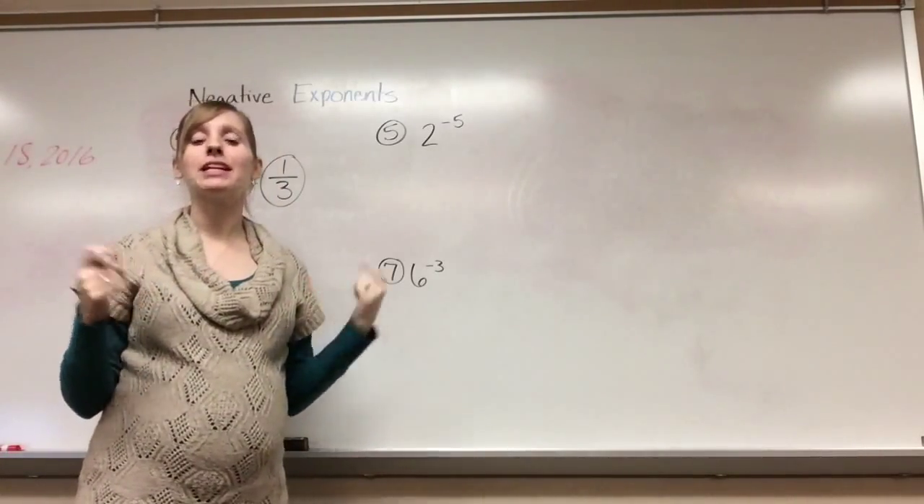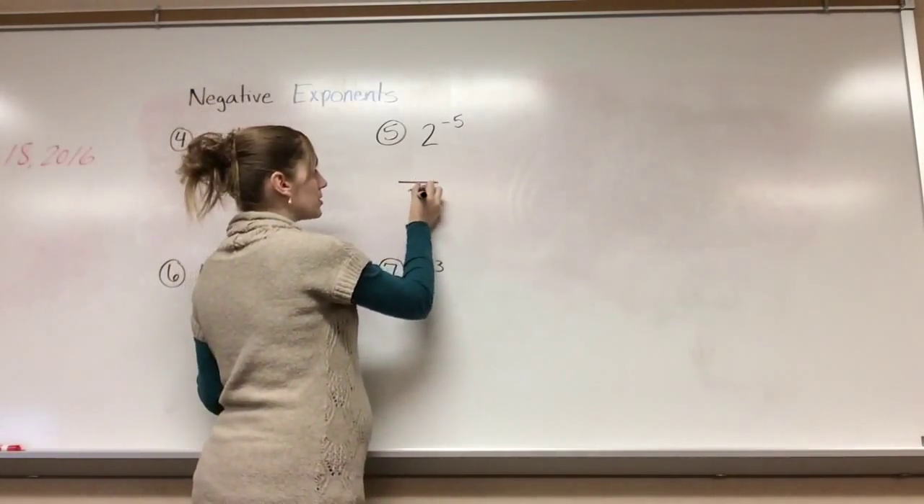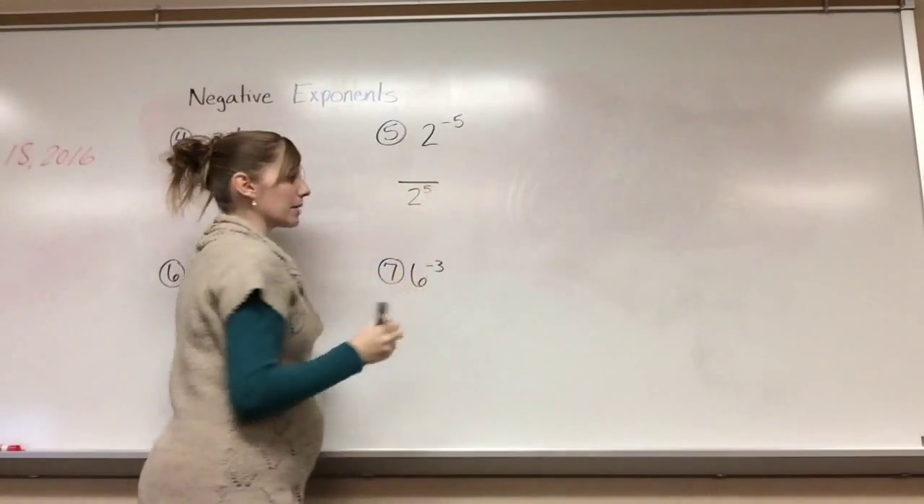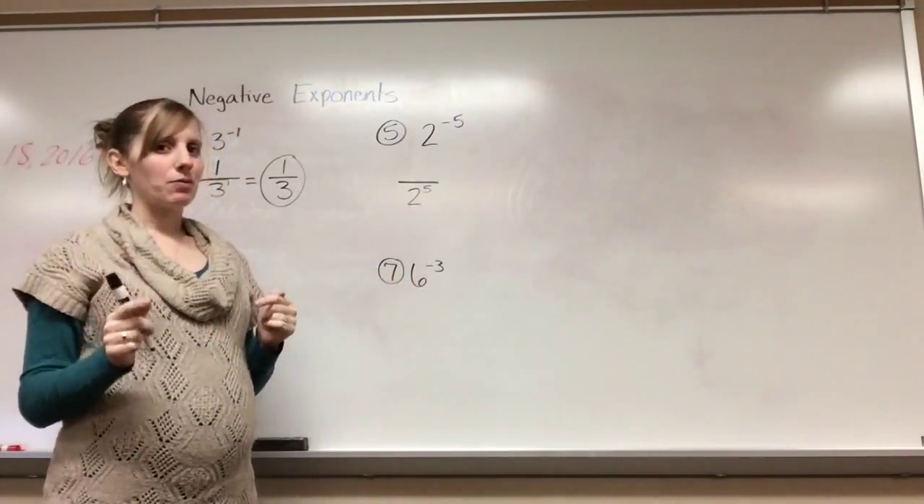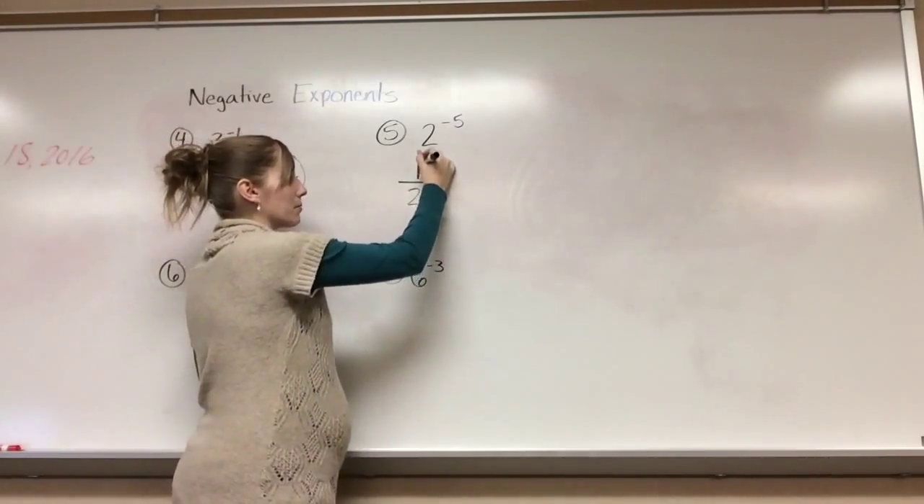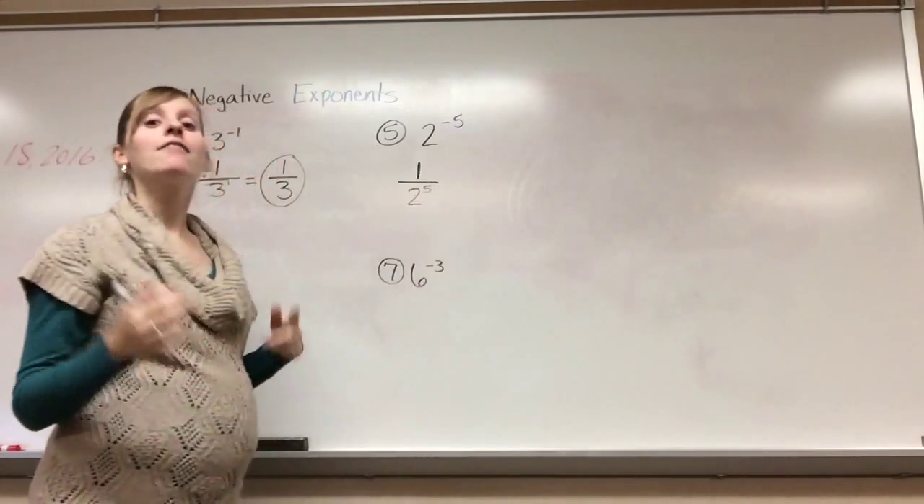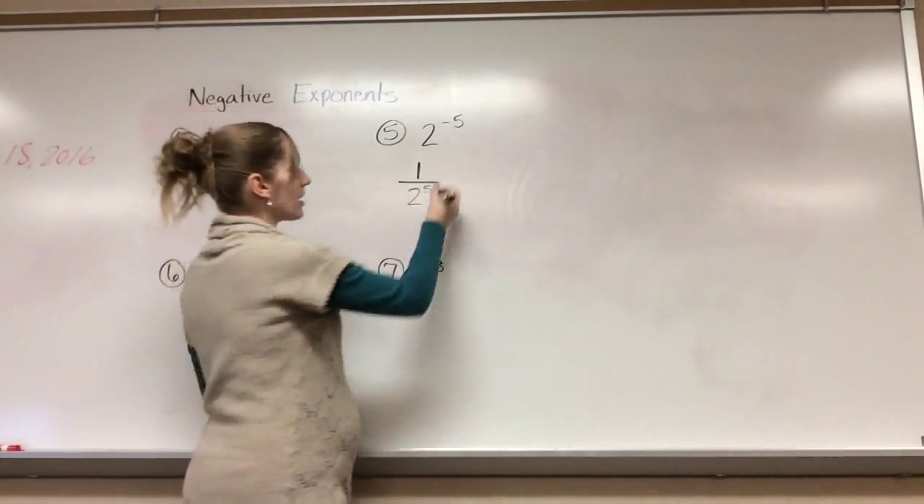So that means we need to put it down in the denominator. So I have my fraction. I put 2 to the 5th in the denominator. It becomes positive once it's there because that's where it wants to be, okay? We have to have a placeholder at the top, a placeholder of 1. From there, I can simplify 2 to the 5th power, okay?